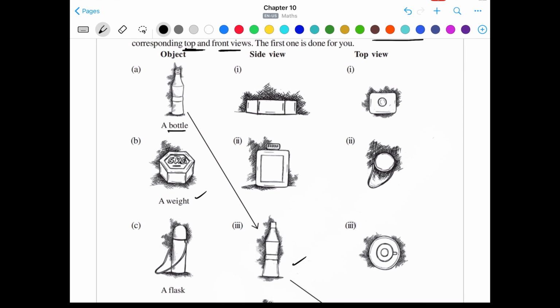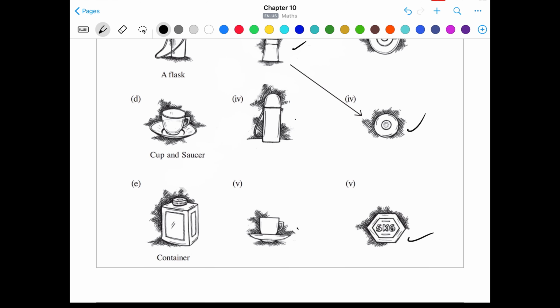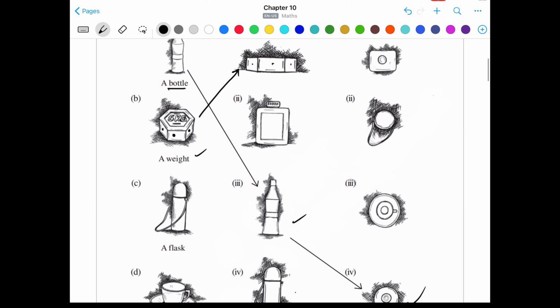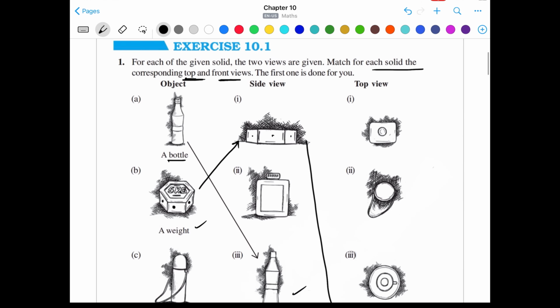So the only view that is similar to the weight is, if you look at this weight from the side, you'll be able to see these three faces. So this one is a side view of the weight, so we'll join it with the arrow. Now the top view of the weight, clearly you can see it's written 5 kg here. So we'll join it to the bottom figure like this. Okay, so that's the top view of the weight.